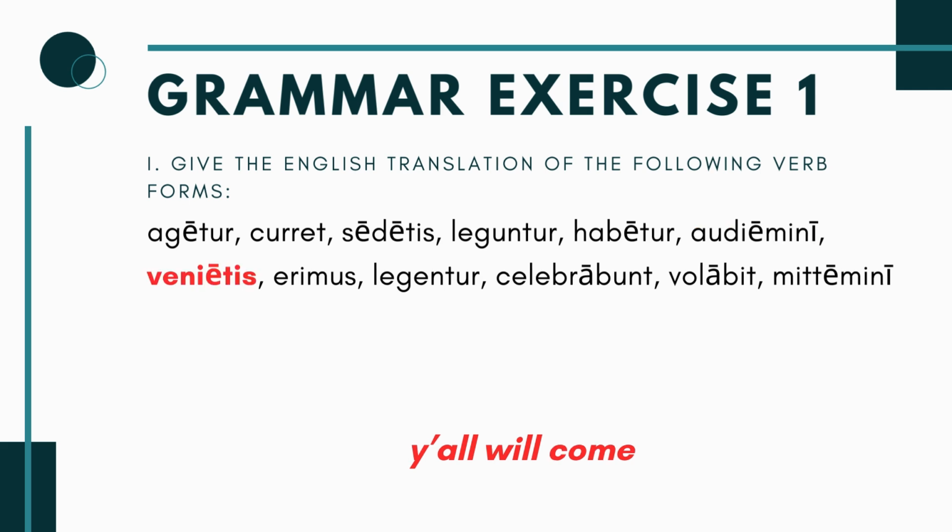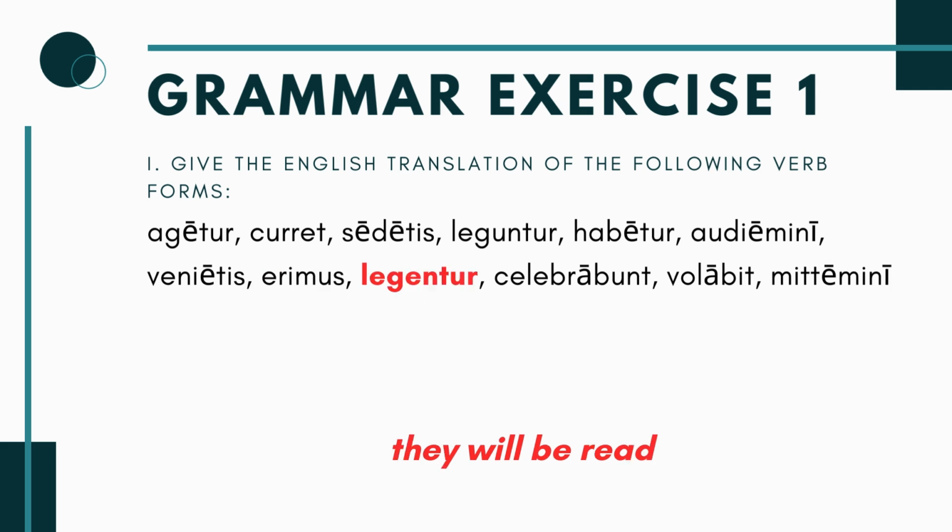Next, you have venietis. Again, venio venire is a fourth conjugation verb. You have the E before the TIS, so it's future tense. You all will do something. The TIS is second person plural, active voice, so it's y'all will come, right? Venietis. Next, you have eritis. Now, eritis is the verb to be in the future tense. It just means we will be, right? It is first person plural.